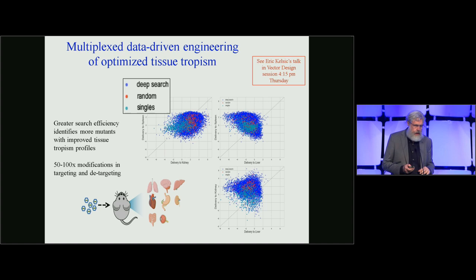We're also interested in this tissue tropism. And so this is showing the comparison of the amount of delivery we get to, say, kidney and liver versus spleen as a function of whether it's a deep search, a random search, or single search. And you can see this great expansion of our knowledge of tropism. And if you want to see more about this, Eric Kelsig is talking on Thursday.